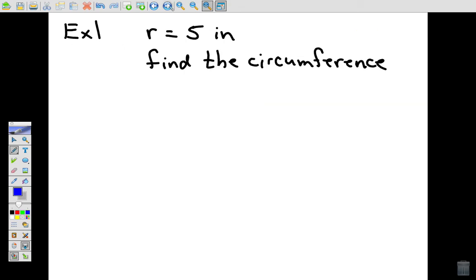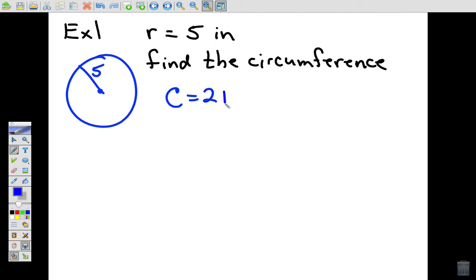All right, let's take a look at the first true example. Example 1. This time we're given a circle, and the radius is 5 inches. Since they give us the radius, you could use 2 times pi times radius. Or you could think of, hey, it takes 2 radii to make a diameter, so you could use pi times d. I'm just going to show you both ways.